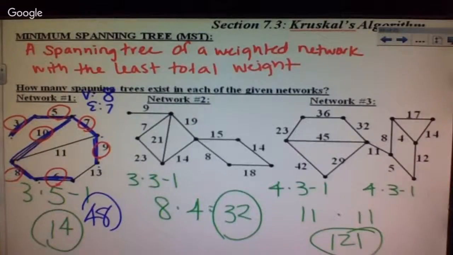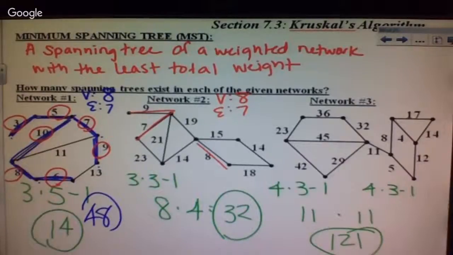48. All right, so network number 2. I have 8 vertices. I don't know why I was counting 9. So I need 7 edges. We start with 7, then 8, then 9.